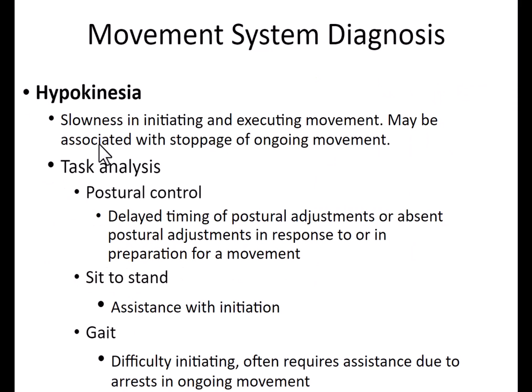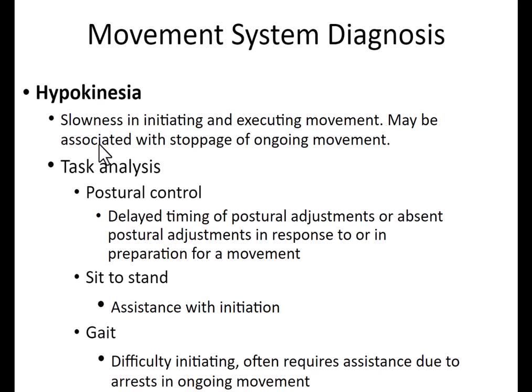As far as a movement system diagnosis, if you remember way back into the fall semester, we covered different movement system diagnoses that are recommended for us to know via APTA Neuroacademy. And the movement system diagnosis for Parkinson's patients is hypokinesia. And this is due to the slowness of their initiation and execution of movement.